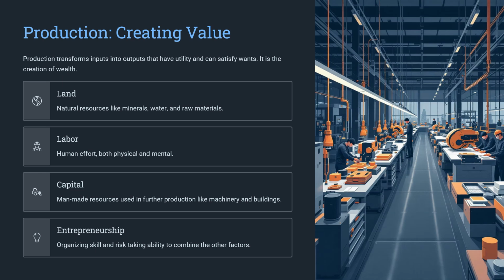Production is the process of creating goods and services to satisfy human wants. It does not merely mean making goods but also includes activities that increase their utility. The importance is that it determines how resources are combined efficiently to maximize output.